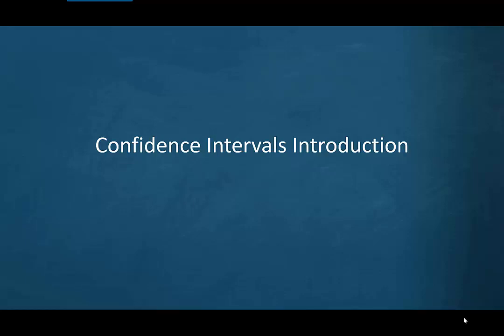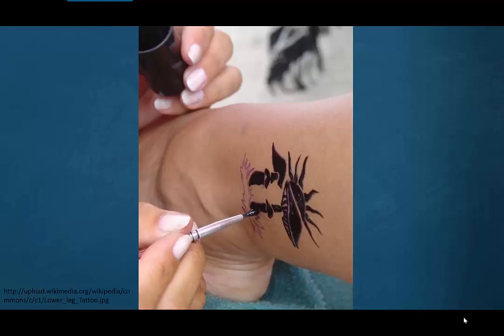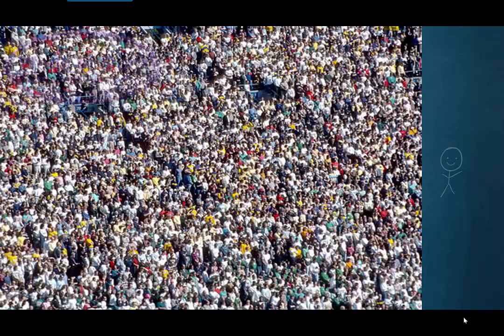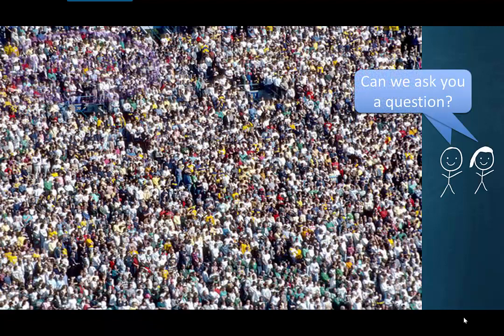Okay, I want to introduce you to confidence intervals. Recall from an earlier lesson on sampling distributions, we wanted to know the proportion of students who had at least one tattoo. So instead of asking everyone, we decided to take a sample.